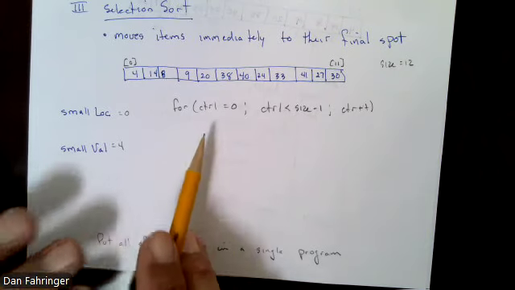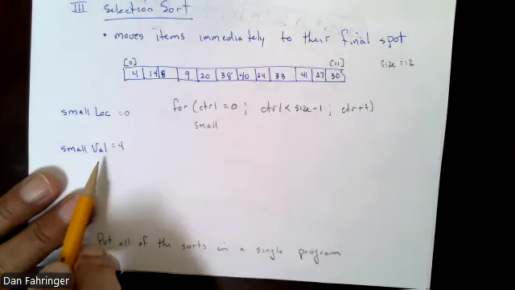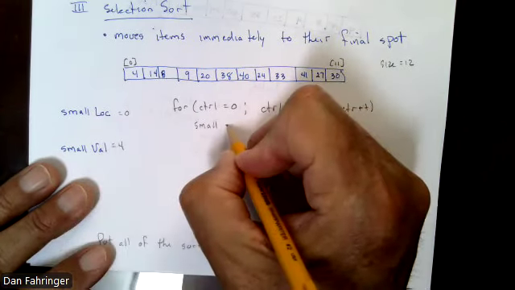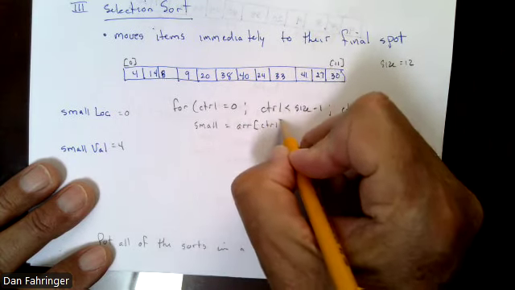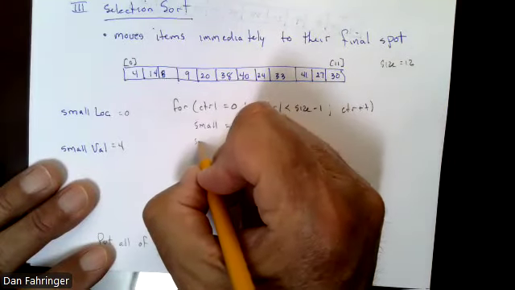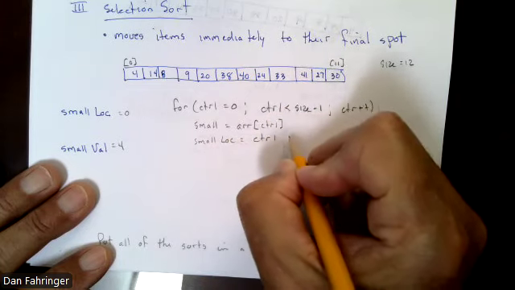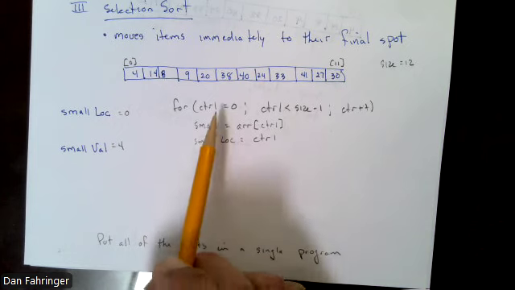Okay. So my small number right now, I said to start, my small number is going to be 4. So my small number is going to equal array sub counter 1. And my small location is going to equal counter 1. All right. Now I need to go through the rest.